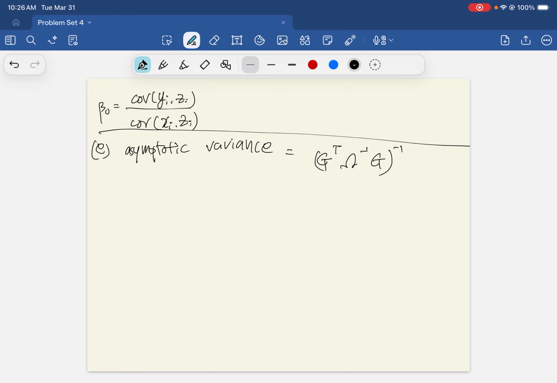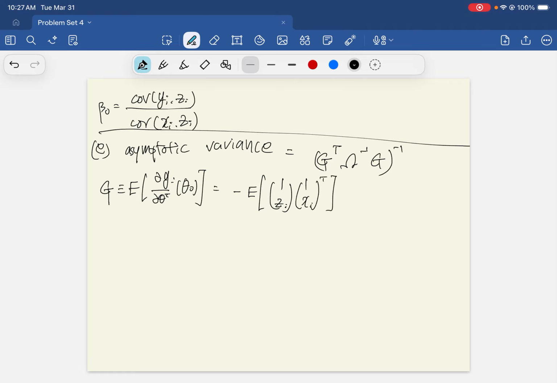And in our case, G is defined as, remember in general, G was defined this way, and in our case, it was minus expectation of 1, z times 1, x transpose. Okay, so it is minus 1, expectation of z, expectation of x, and expectation of x times z.